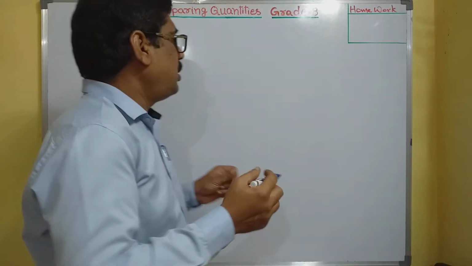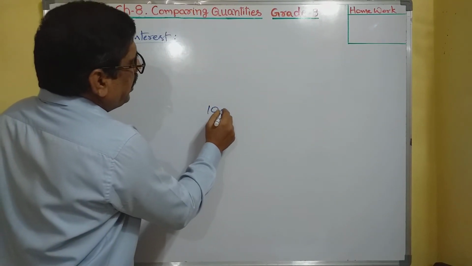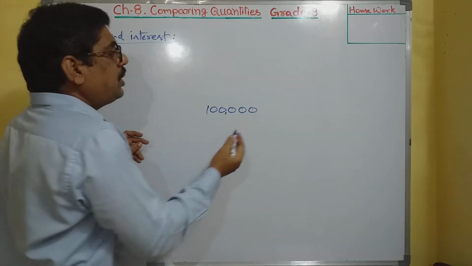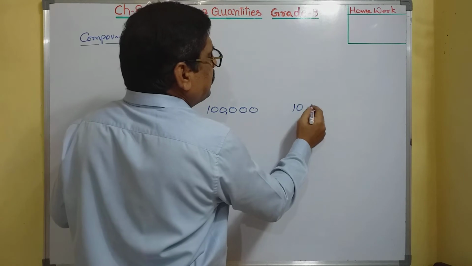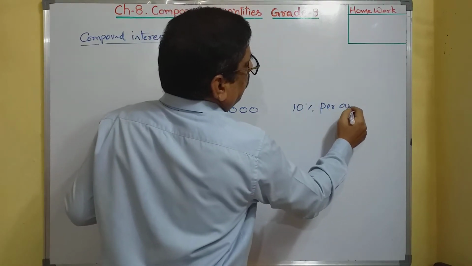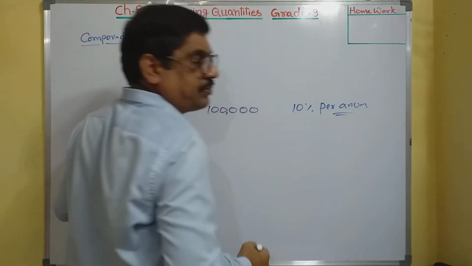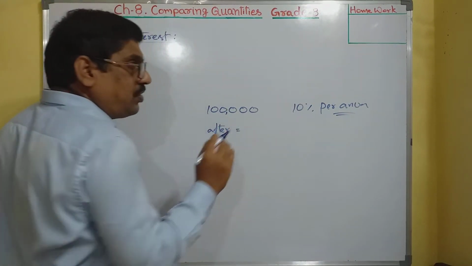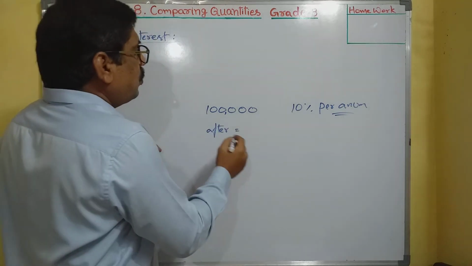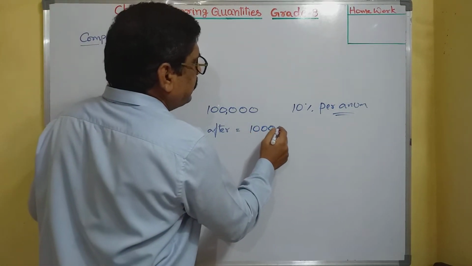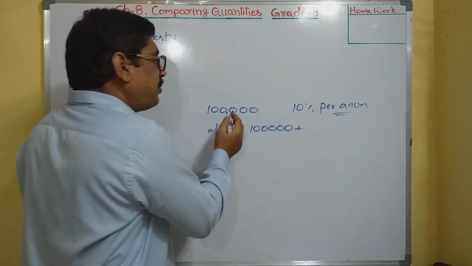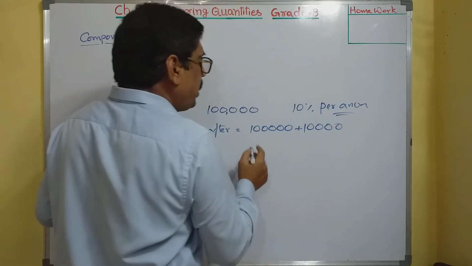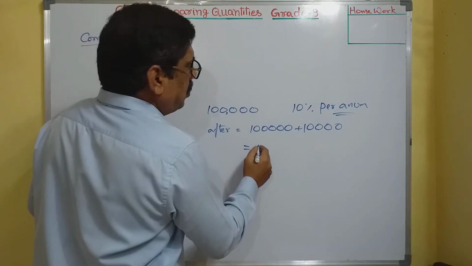For example, if we have deposited 1 lakh rupees in a bank, and the bank agreed to pay 10% interest per annum, per annum in the sense per year, then after 1 year, what is the money you will get from the bank? You paid 1 lakh rupees and 10% out of 1 lakh is 10,000. Then you will get 1 lakh 10,000.